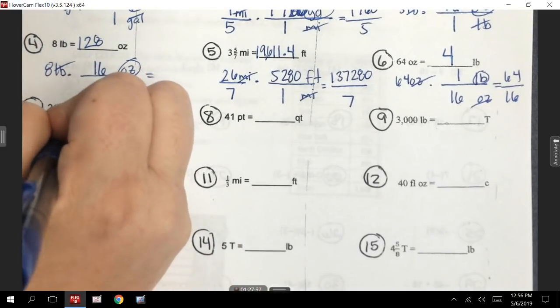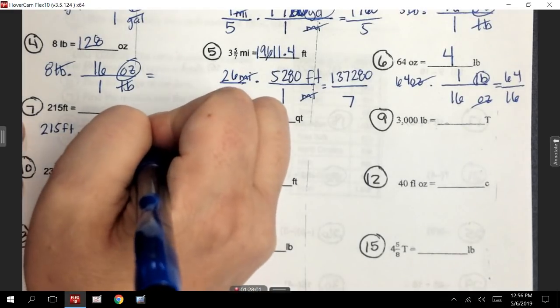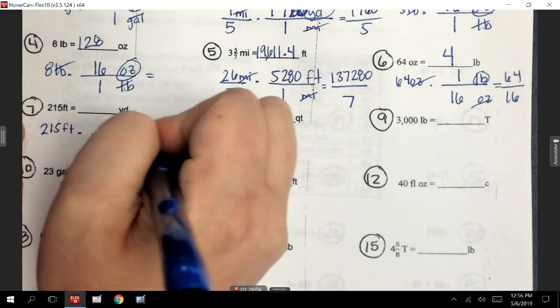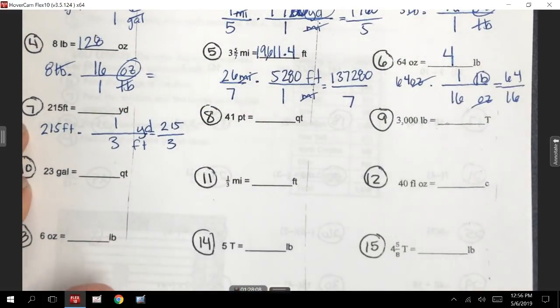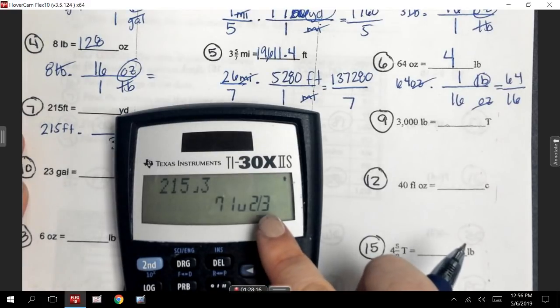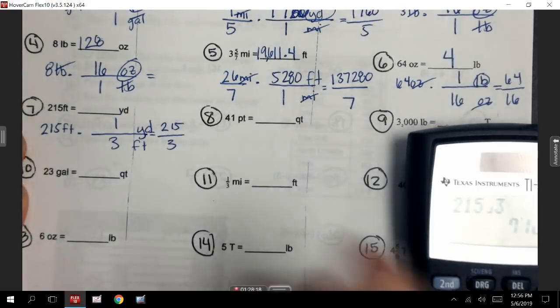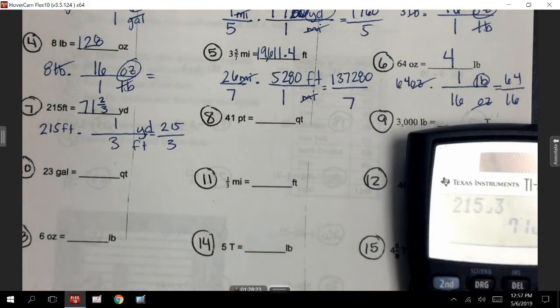215 feet. I'm wanting to change that to yards. So feet goes on the bottom, yards goes on the top. Remember, 1 yard equals 3 feet. So I end up with 215 with 3 on the bottom. I'm going to make that a fraction. Using my fraction button, 215, fraction button 3, and it gives me 71 and 2/3. You can see that I will still get a fraction, 71 and 2/3, just typing that in with the fraction button instead of division.